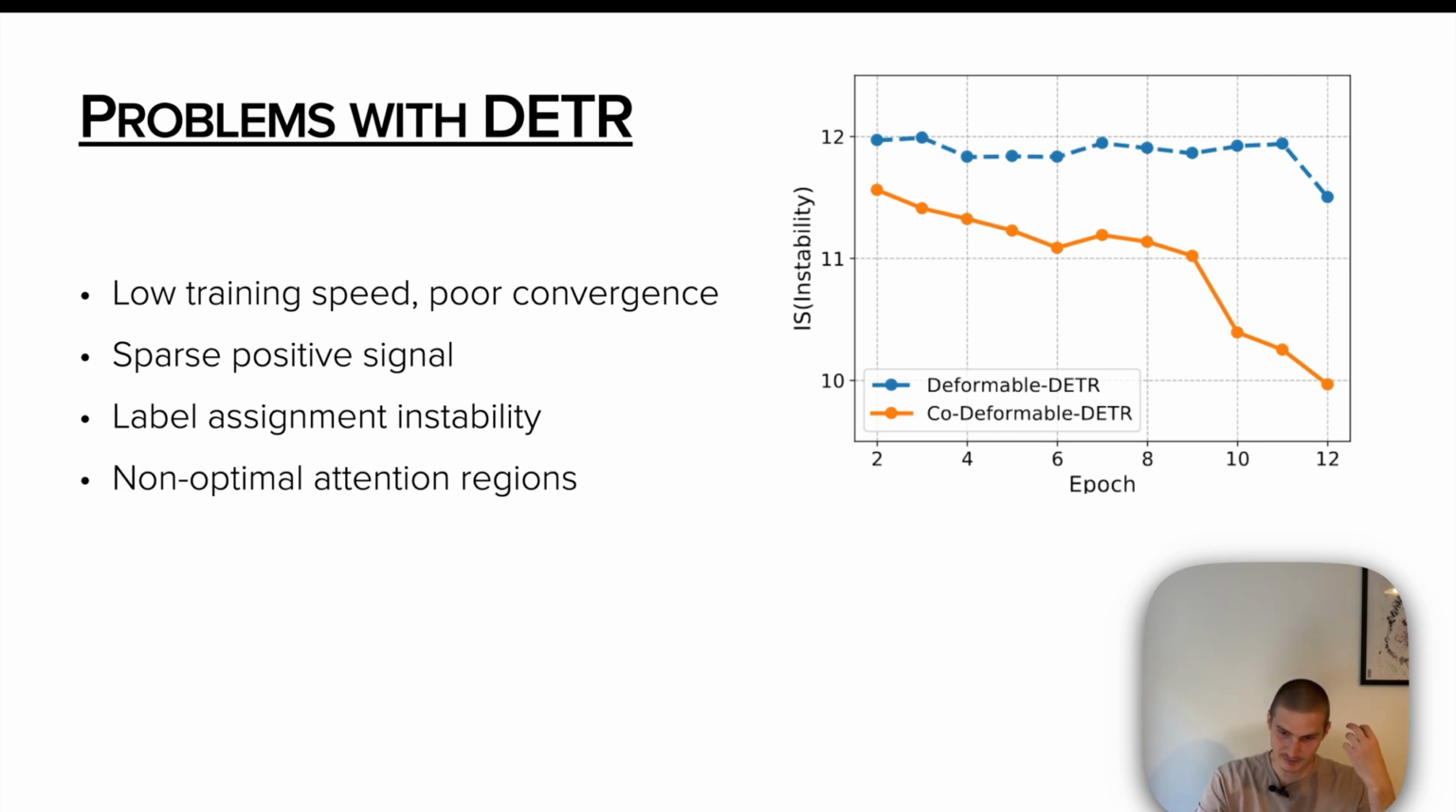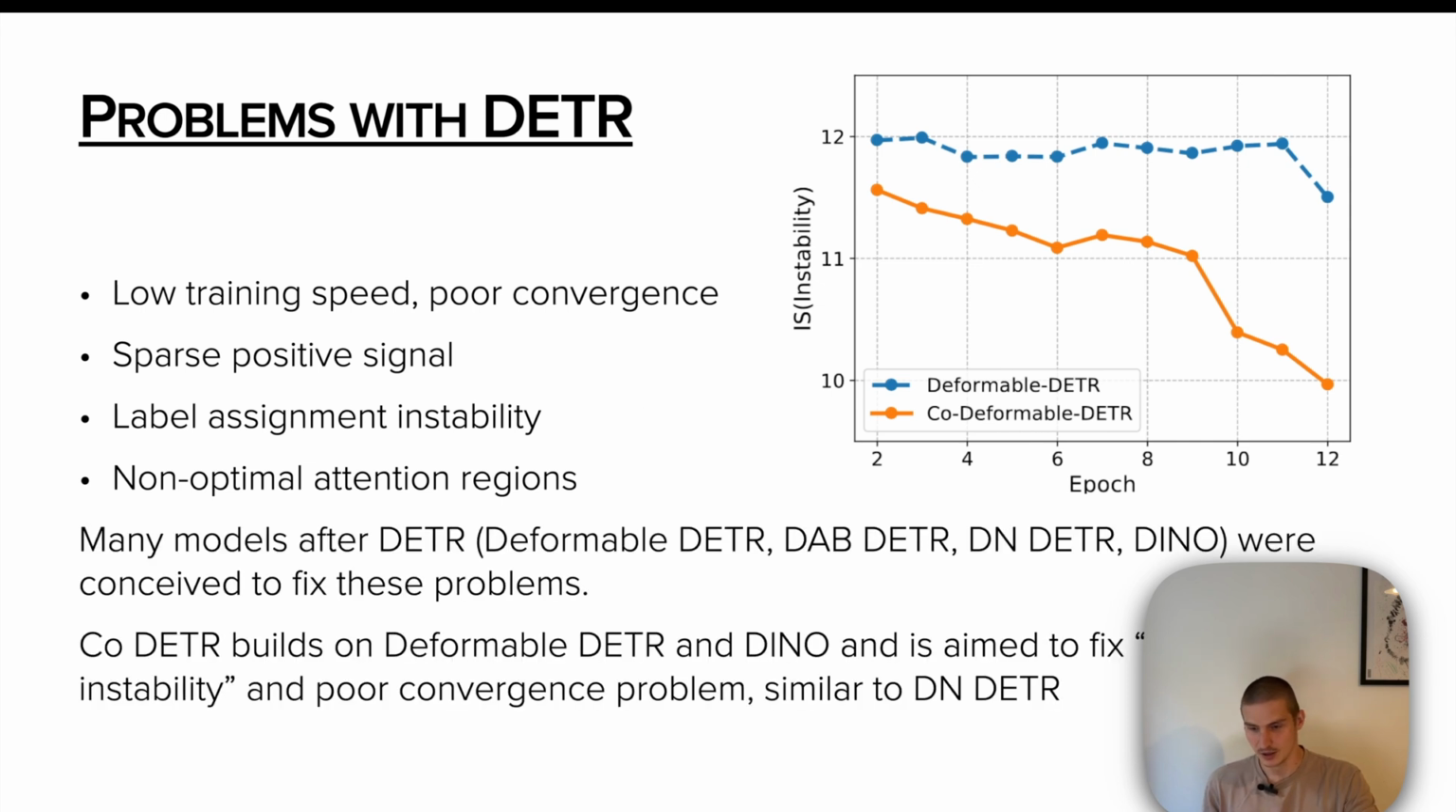Now, there are other problems that are dealt with in other models. For example, the attention regions in the decoder are not optimal, and the attention is all over the place instead of focusing on the actual objects. And this is the problem that is fixed in DAB-DETR. And so we have a lot of models that came after DETR: Deformable DETR, DAB-DETR, DN-DETR, DINO, which were conceived to fix these problems. Now, CoDETR builds on top of that.